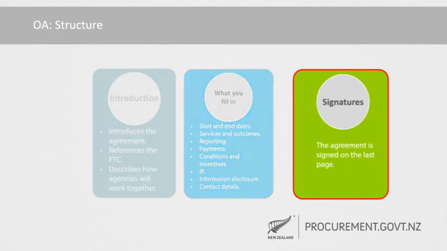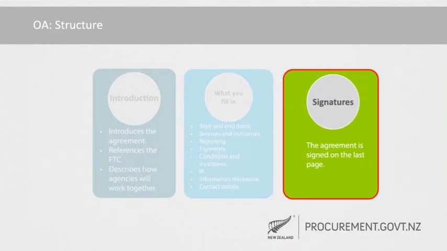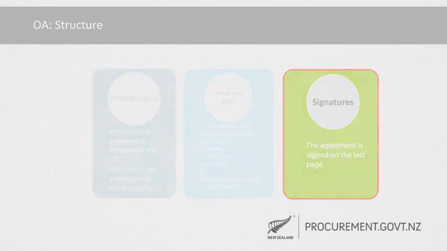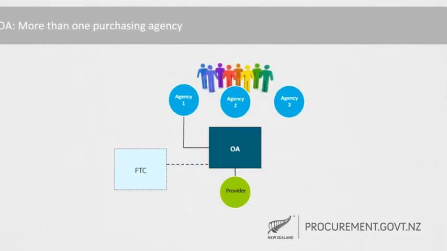The third part of the agreement is the last page of the main body of the document, which is where the agreement is signed. This webinar will look at the parts of the outcome agreement that you will need to fill in. But before we look at the parts of the outcome agreement that you complete, let's look at what happens if more than one agency is party to the outcome agreement.